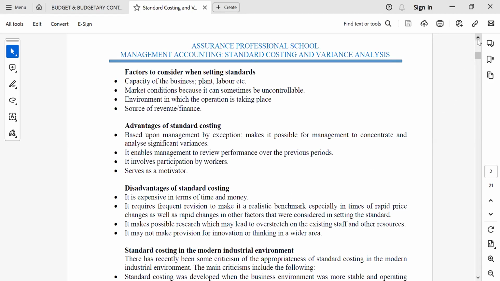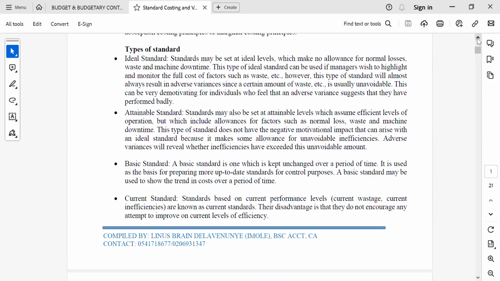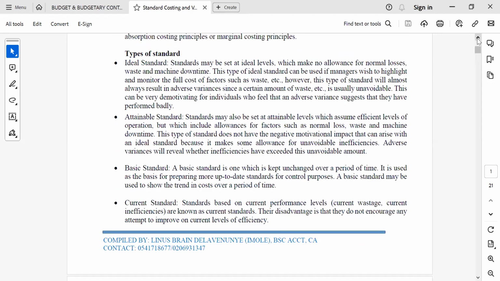so you can read on the disadvantages. Let's move on to the types of standard. That is one of the areas that they have been asking about, advantages and disadvantages, and they can still ask. So you just have to understand this very well. Let's come to the types of standard.